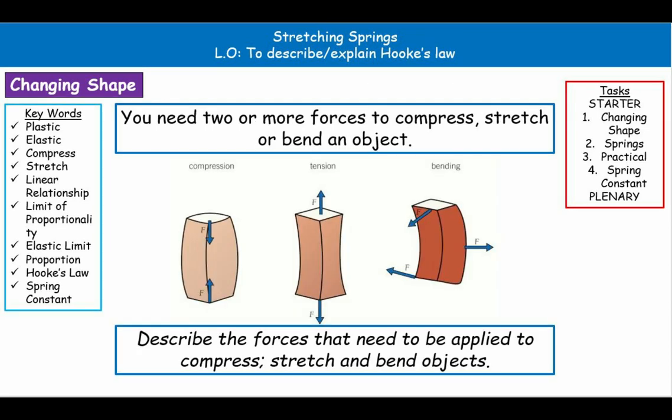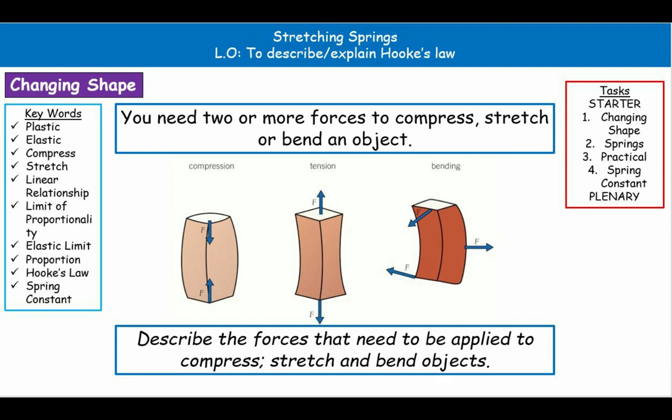So when we actually apply forces to an object, what we're actually going to see is that something is going to happen to it. Now, if we apply 2 or more forces to an object, we may see it being compressed, so squashed down, as you can see in the picture on the far left there. You may see it being stretched, as you can see in the middle picture, or it may get bent, as you can see in the one on the far right.